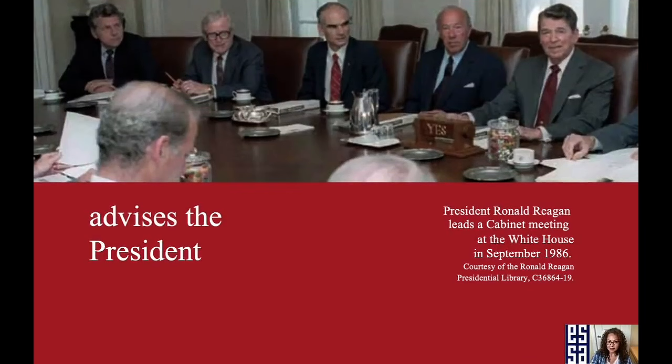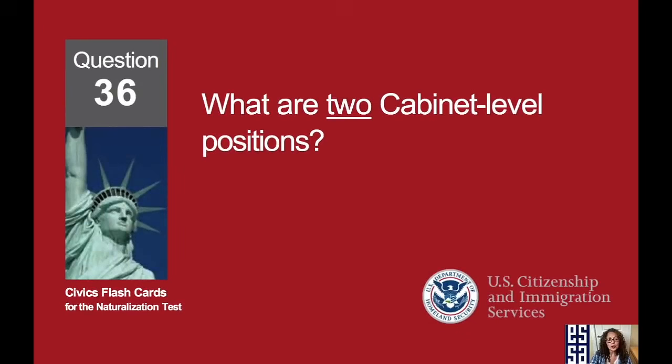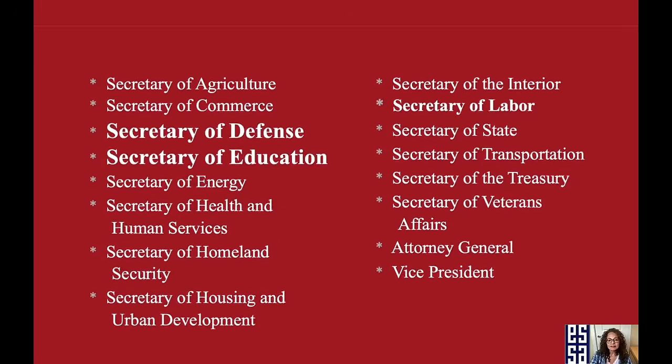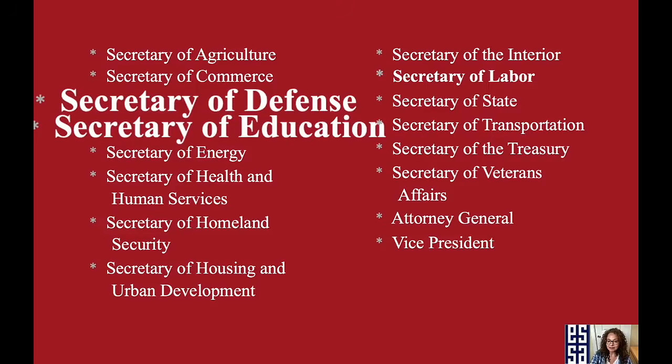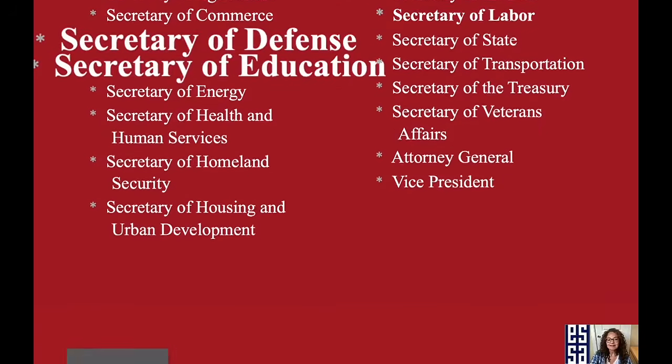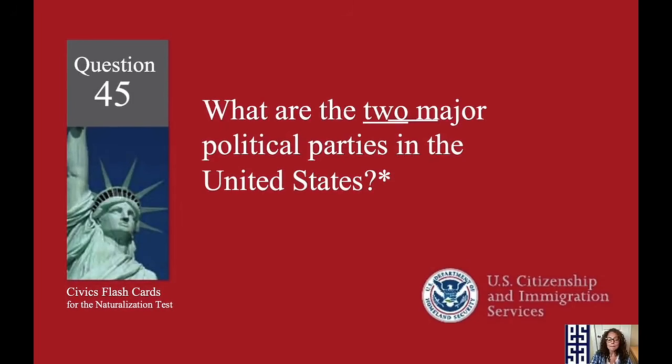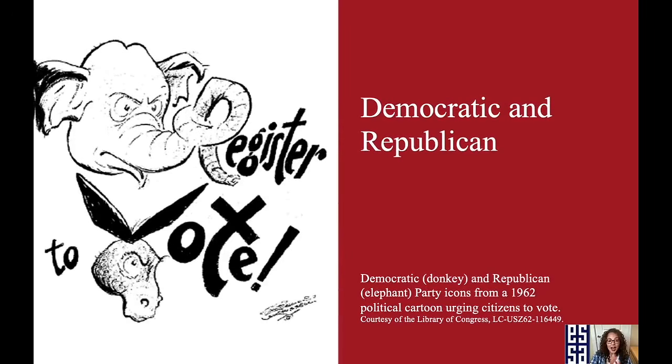Advises the President. What are 2 cabinet-level positions? Secretary of Defense, Secretary of Education. What are the 2 major political parties in the United States? The Democratic and Republican. So the Democratic Party and the Republican Party.